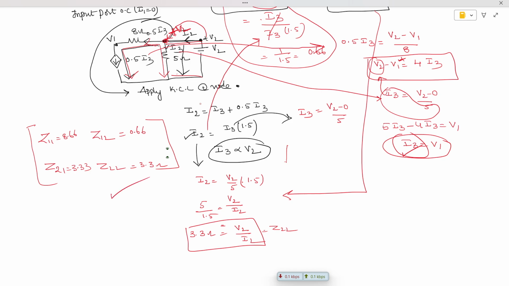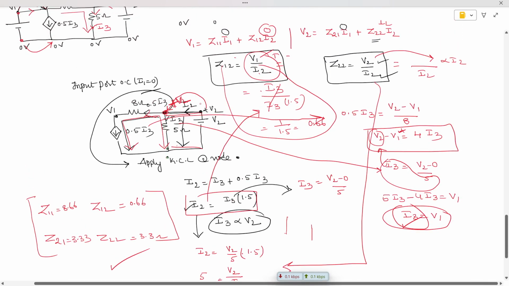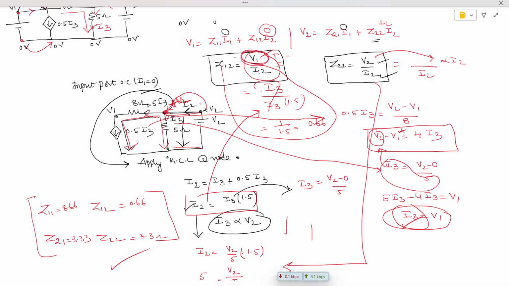The logic here is that we already have a relationship to find this equation: I2 is equal to I3 into 1.5. Now we want to express V1 also in terms of I3, then only we can find a solution. Why I write down this equation is to find I1 in terms of I3. Here you can see there is no equation which consists of only V1 and I2. So that's why I transformed it into the required format.